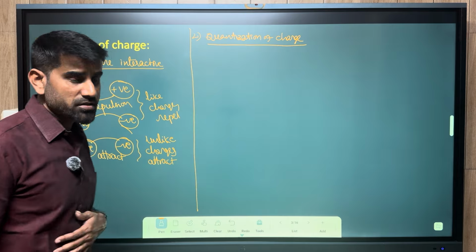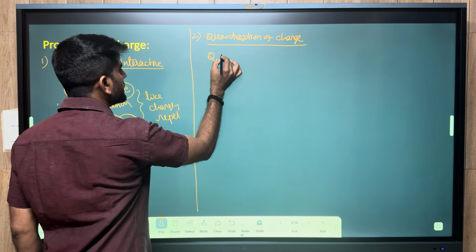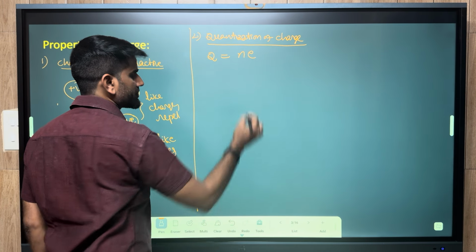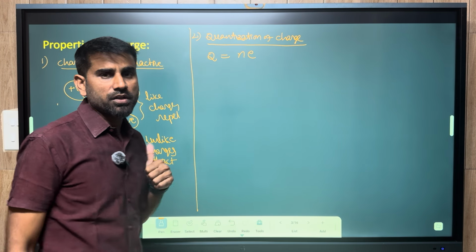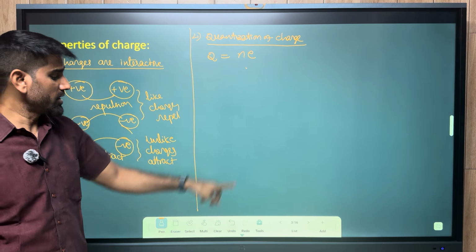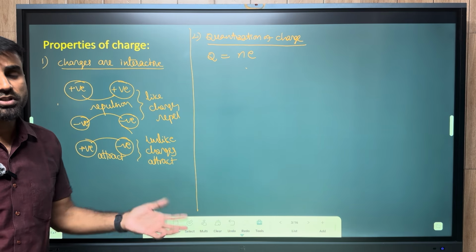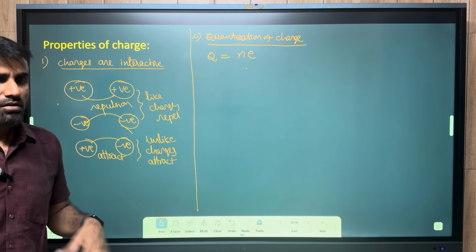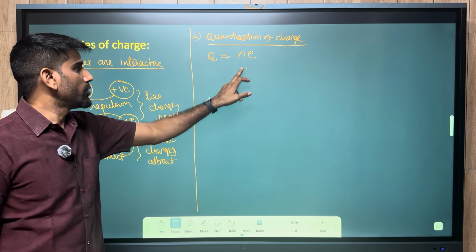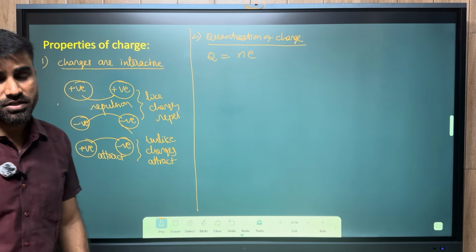According to quantization of charge, the charge of any body is equal to an integer multiple of the smallest unit of charge. The smallest unit of charge that is universally accepted is the charge of an electron, or a proton, as we can say, because those two have the same charge except they have opposite polarity. So the total charge of a body is equal to an integer multiple of the smallest unit of charge.